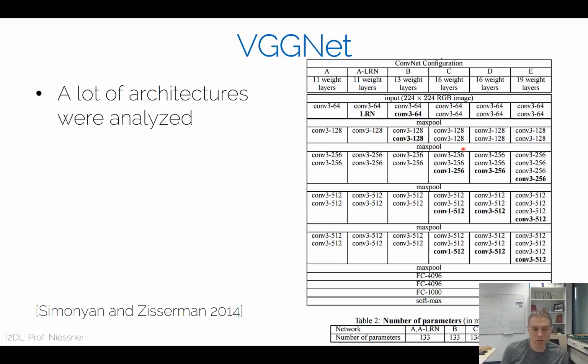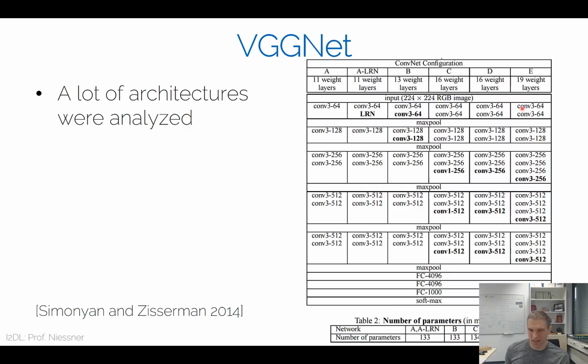What's interesting in this analysis is that they kept the layers themselves pretty much the same. For instance, here this one has a 3x3 conv with 64, and here they just used two of them. So the type of layer they kept the same. They argued, we want to keep it as simple and consistent as possible, and we want to mainly analyze how many layers we can actually use.